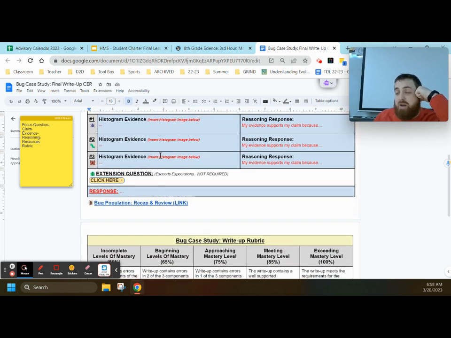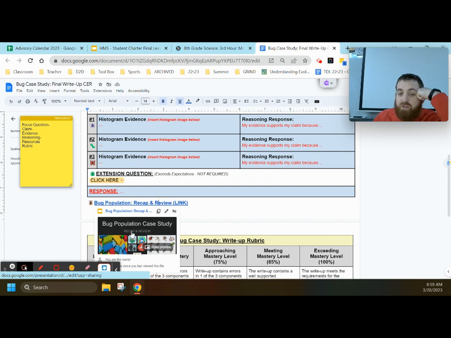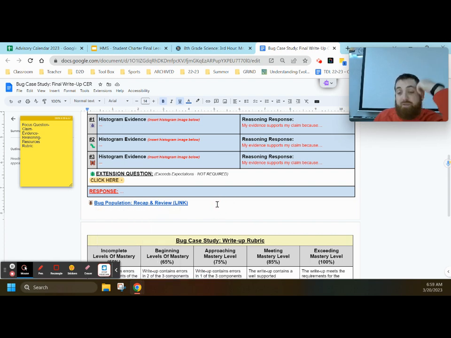If you're somebody who's like, I don't remember what we needed to do, I don't remember how we did things, I don't remember some of the environments or whatever you need, there's a link here to our bug population case study recap and review that should have a lot of the resources you need to help you complete this if you can't find them in your phase 1, 2, 3, or your pre-write-up.